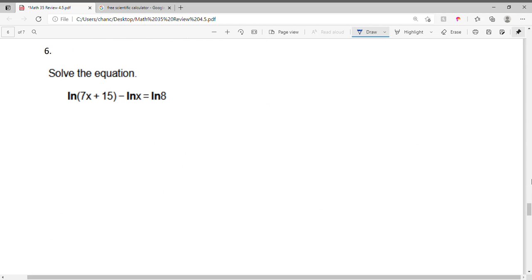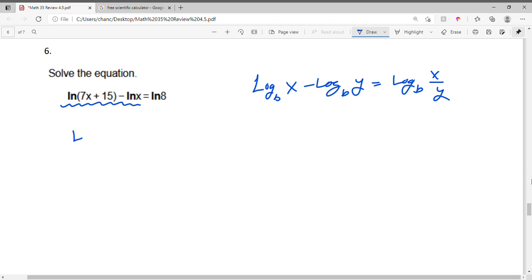Question 6, solve the equation. Natural log of 7x plus 15 minus the natural log of x equals the natural log of 8. Let's recall the quotient rule. Log base b of x minus log base b of y is equal to log base b of x divided by y. That means the left side can be translated as the natural log of 7x plus 15 over x equals the natural log of 8.